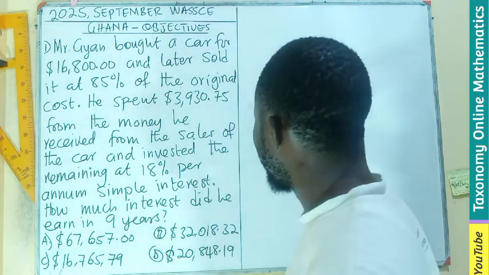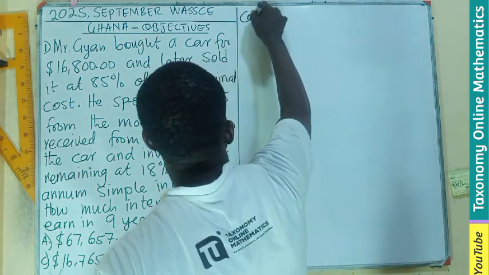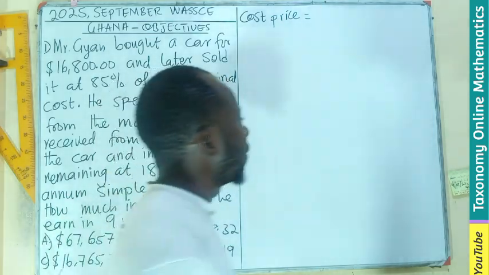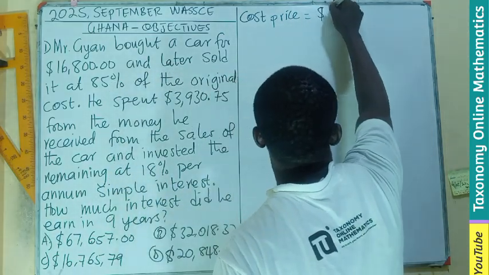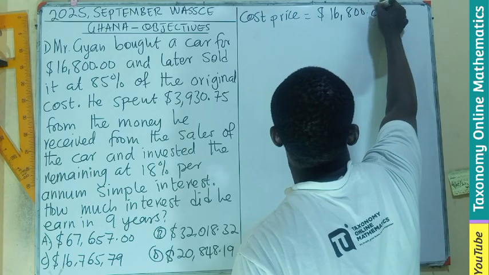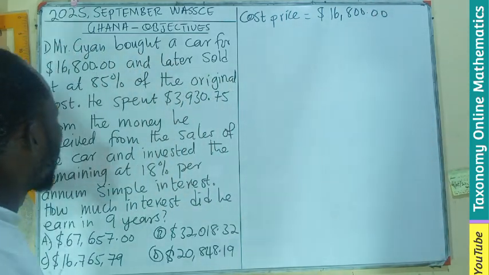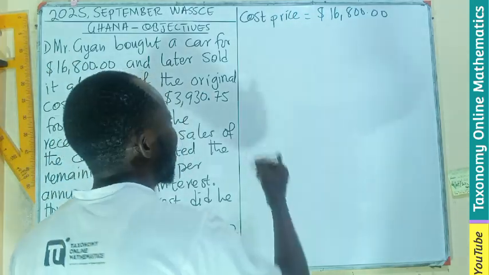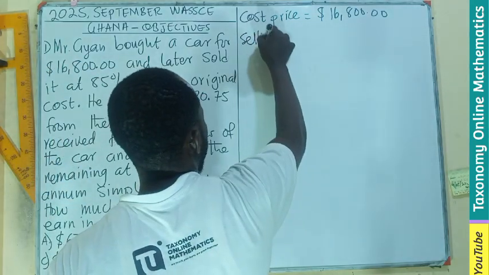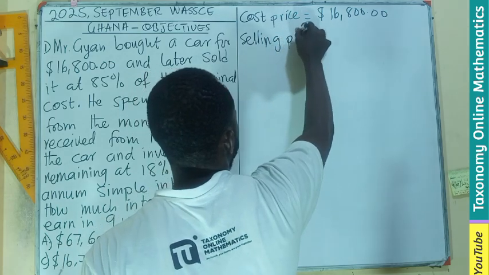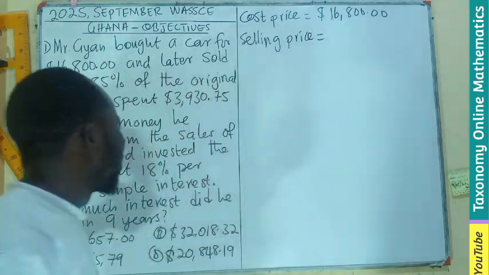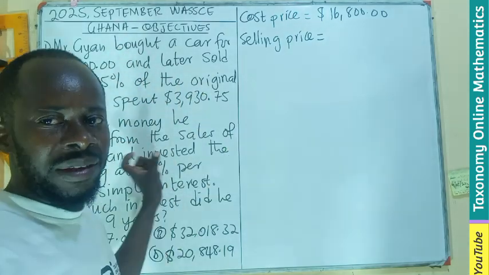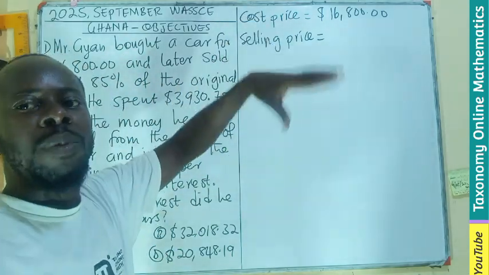So what do we do? We can start by looking for the cost price of the car, which is the original price of the car, giving us $16,800. Then out of that, we are going to look for the selling price of that car. And the selling price is 85% of the original price, which is the 85% of the cost price.